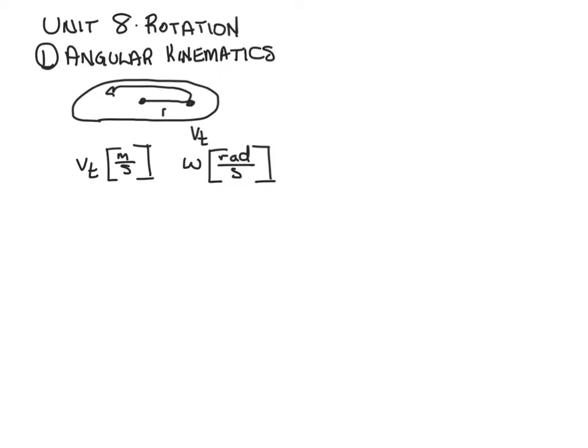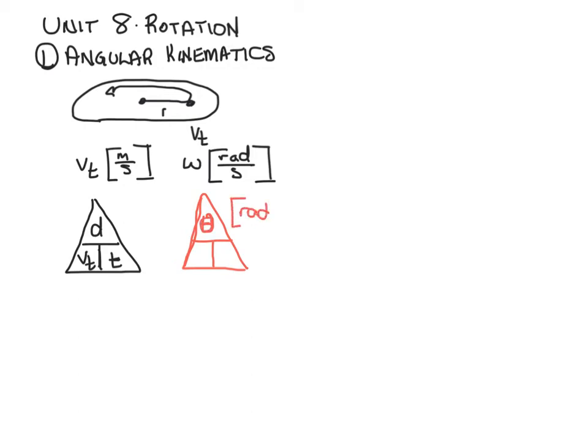Now, if we were to solve for the total distance traveled by this object over a given amount of time, let's say in meters, we would just say distance is equal to tangential velocity times time. But angular kinematics doesn't deal with distances. Angular kinematics deals with what's known as angular displacement values. Angular displacement is the distance analog in angular values. It's given the symbol theta, and it's read in rads.